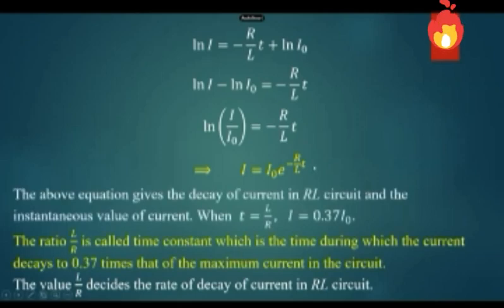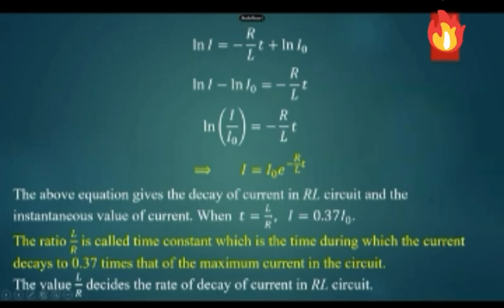Suppose you put t is equal to L by R. At the time t is equal to L by R, what will happen? This equation becomes I is equal to I naught into e to the power minus 1. R by L into L by R, L gets cancelled, R gets cancelled, you will get 1 here, so the power will be minus 1. e to the power minus 1 is equal to 0.37. Therefore, at t is equal to L by R, you will get I is equal to 0.37 times I naught, where I naught is the maximum current.